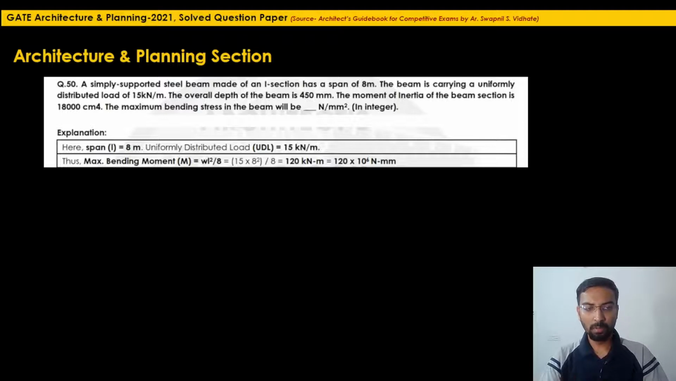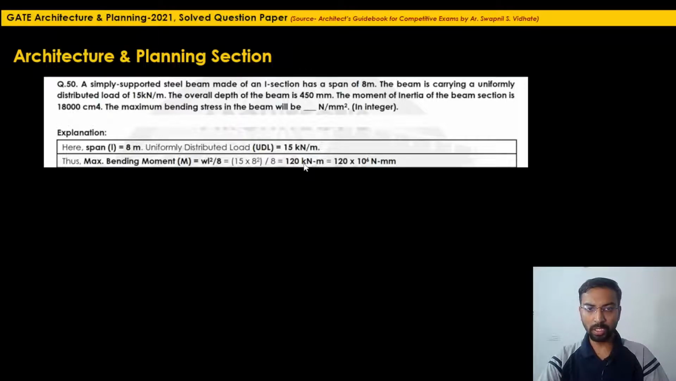So here the maximum bending moment is WL square by 8. So just put the values of W and L here. So the maximum bending moment will be 120 kilonewton meter. So here again, just carefully see the units mentioned in the question. Here the depth they have mentioned in mm. Then the moment of inertia of the beam section they have mentioned in centimeter. Then maximum bending stress in the beam they have mentioned in Newton. The final answer they are desiring is in Newton per mm square. So just carefully observe what are the units mentioned in the question.